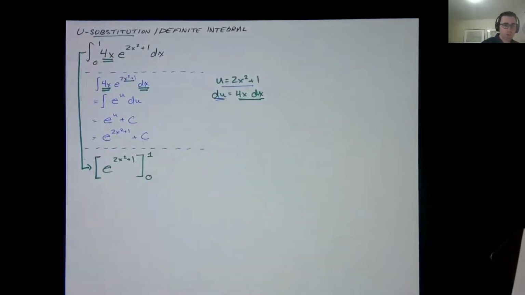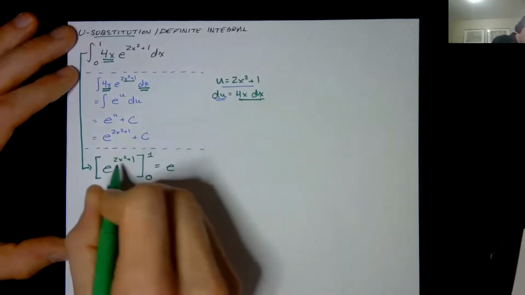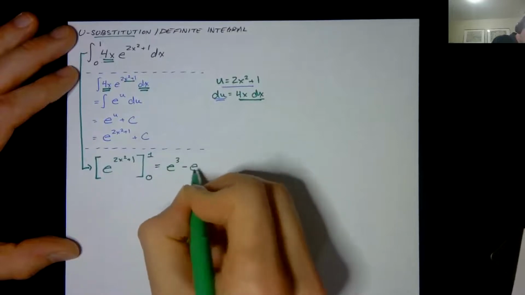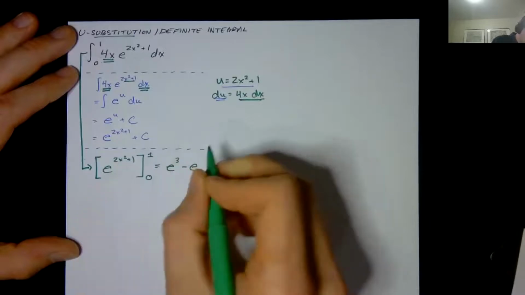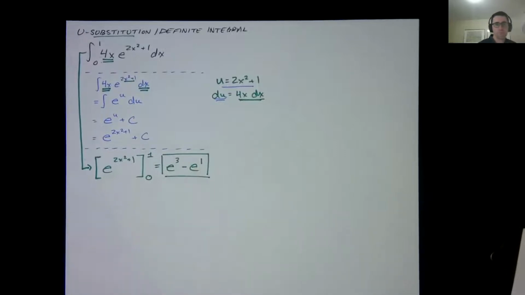And then from there, we just plug in our limits. When I substitute the upper limit, I get e to the 2 times 1 squared, that's 2, plus 1, that's 3, minus e. If I substitute 0 for that exponent, I get 0 plus 1, that is 1. And my answer is e cubed minus e to the 1. So now we've done an indefinite integral and a definite integral with u substitution, so you know how to handle those limits moving forward. Take a moment to rewind the video if you need to check any of those out.